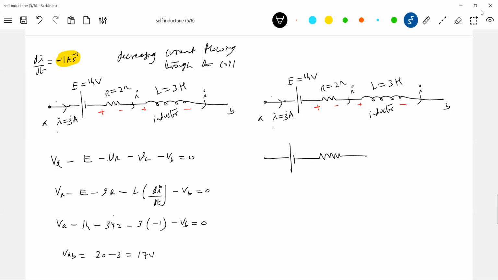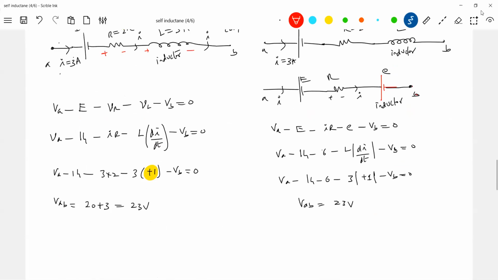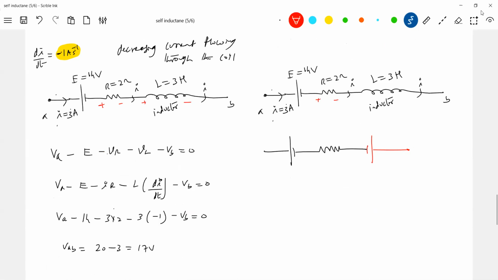So for that purpose, the polarity will be like this. I should not show these signs. Only for the resistor we have to show them, we should not show them for the inductor. Only for the resistor, if you want, you can show like this. When you replace the inductor with a cell, again don't show the polarity plus minus like that. This is R. This is E.